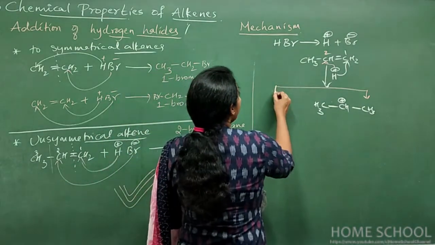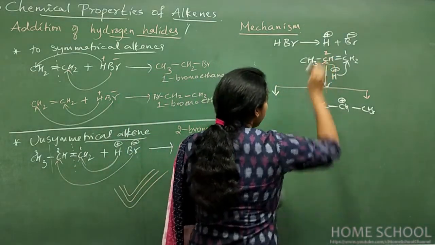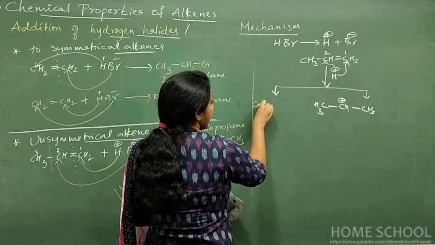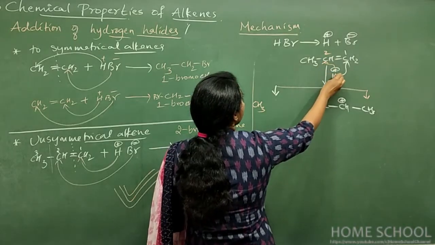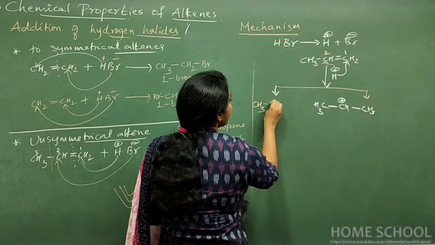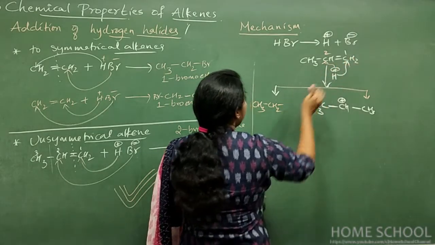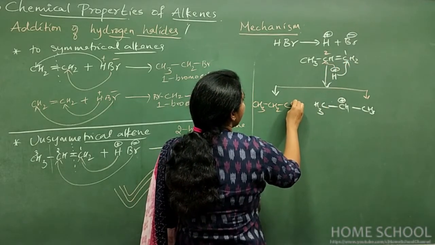Now if H plus is added to the second carbon, let's write what will happen. This CH3 will stay as CH3 only. For this carbon, H plus is added, so that will become CH2. The double bond will become a single bond, and that becomes what?